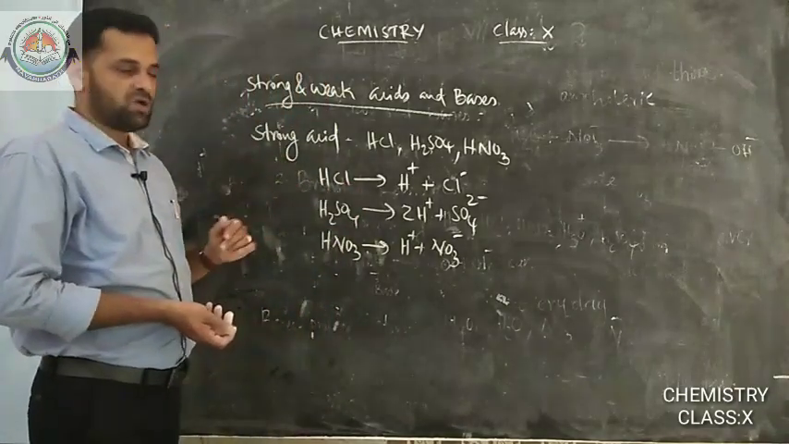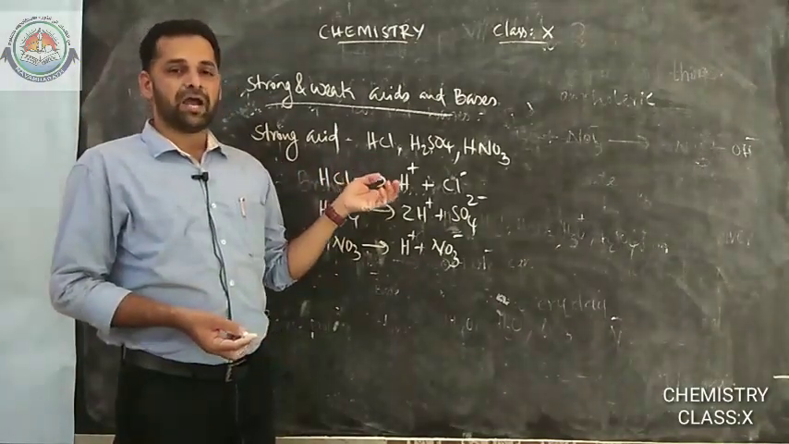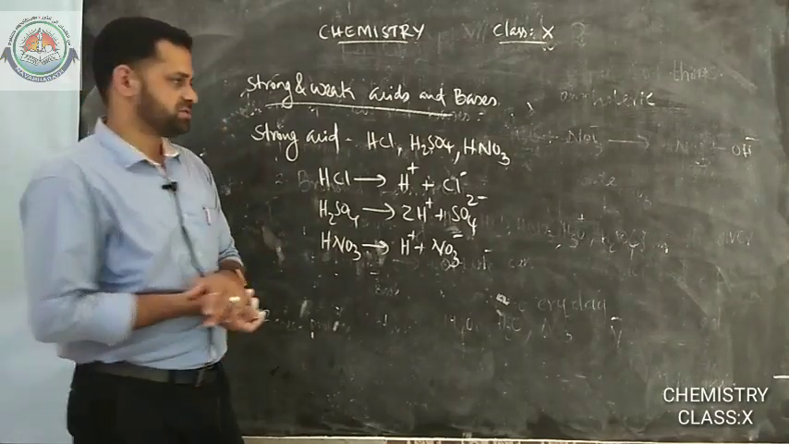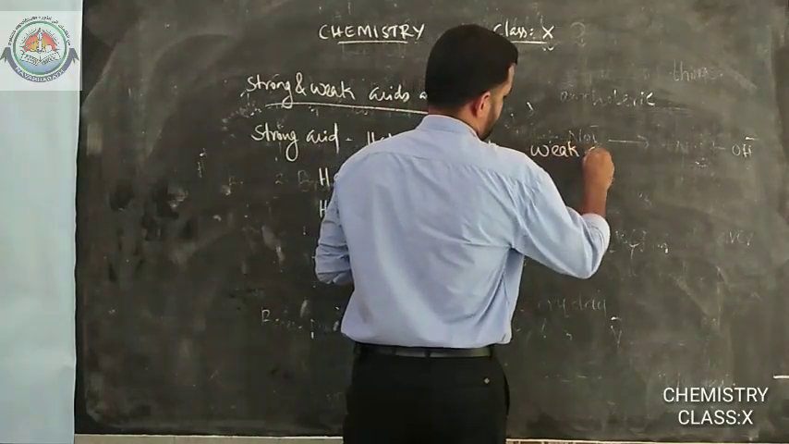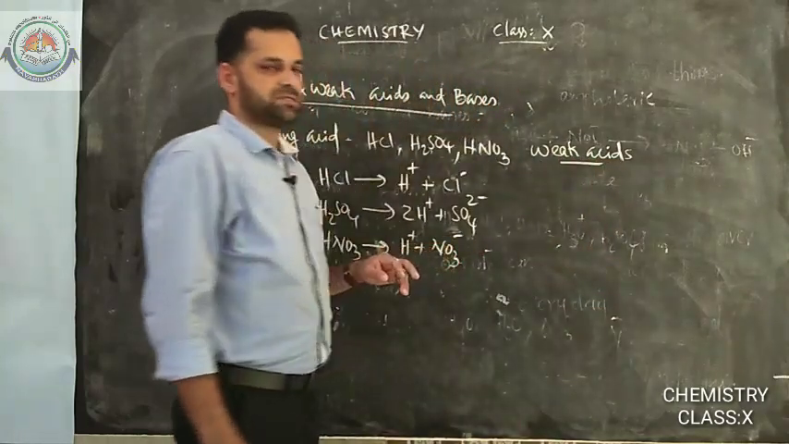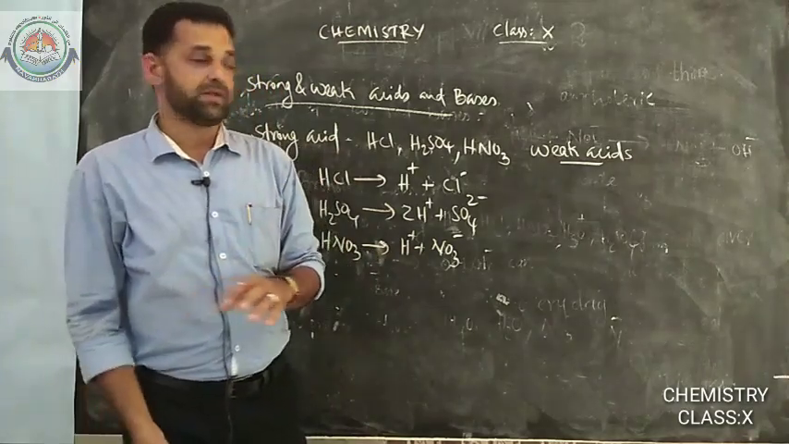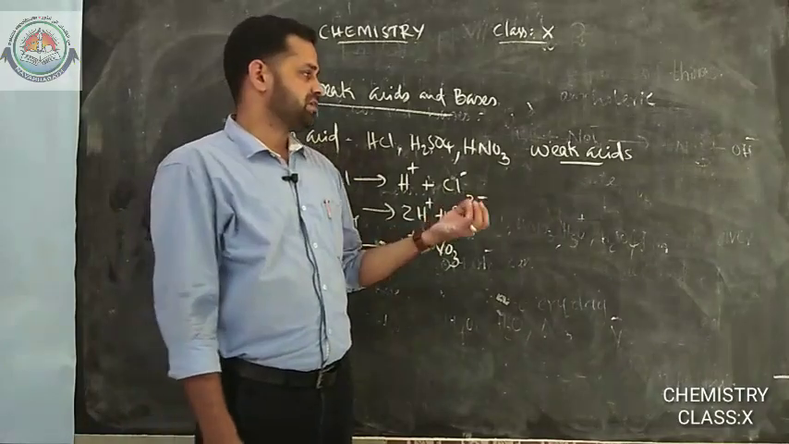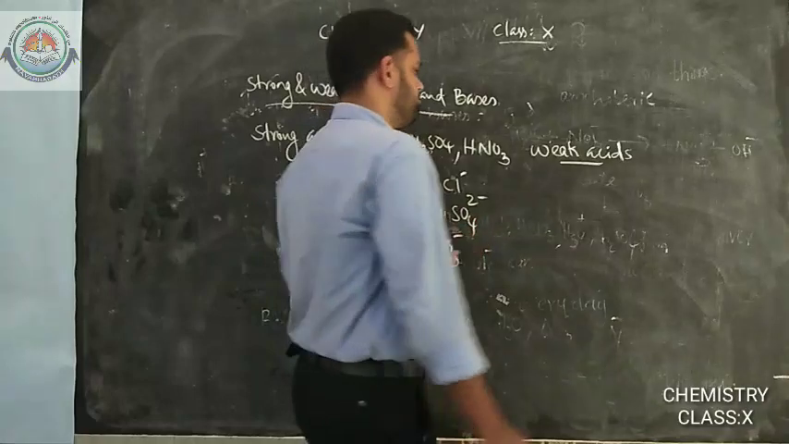Then what is a weak acid? A weak acid is a substance which ionizes partially and gives a lesser amount of H plus ions. Weak acids are the substances which ionize partially, only partial ionization is taking place or incomplete dissociation is taking place, and they furnish or give only a small amount of H plus ion. That is called weak acids.